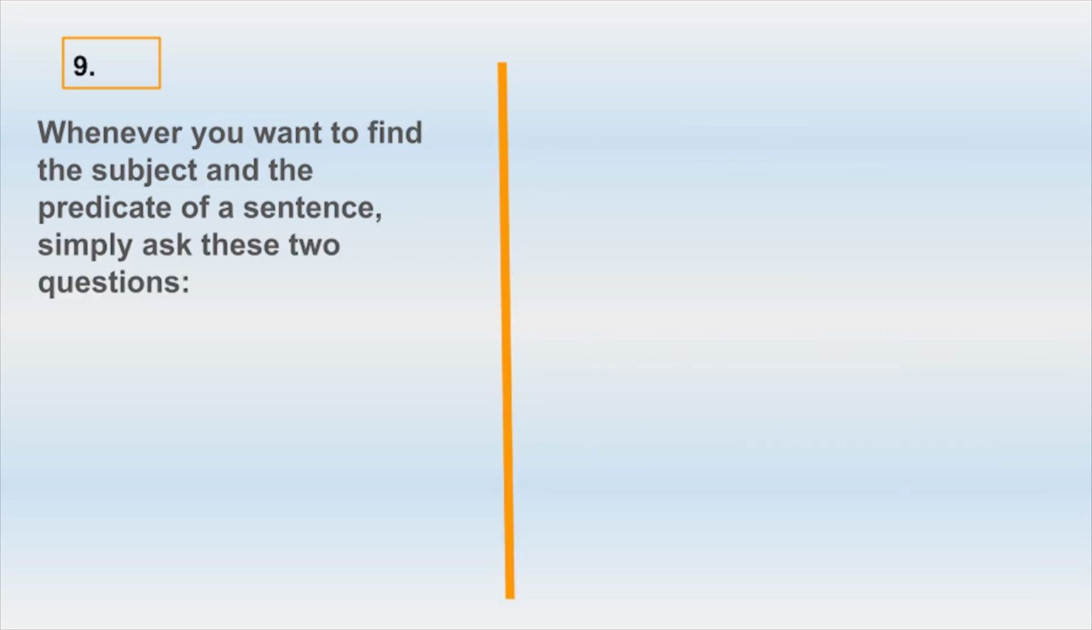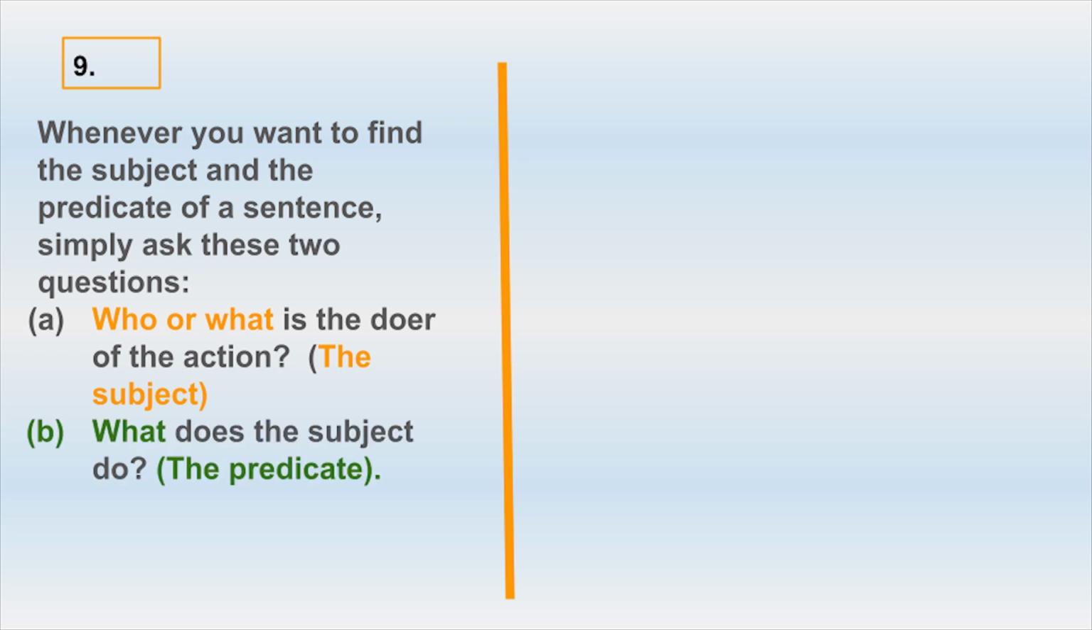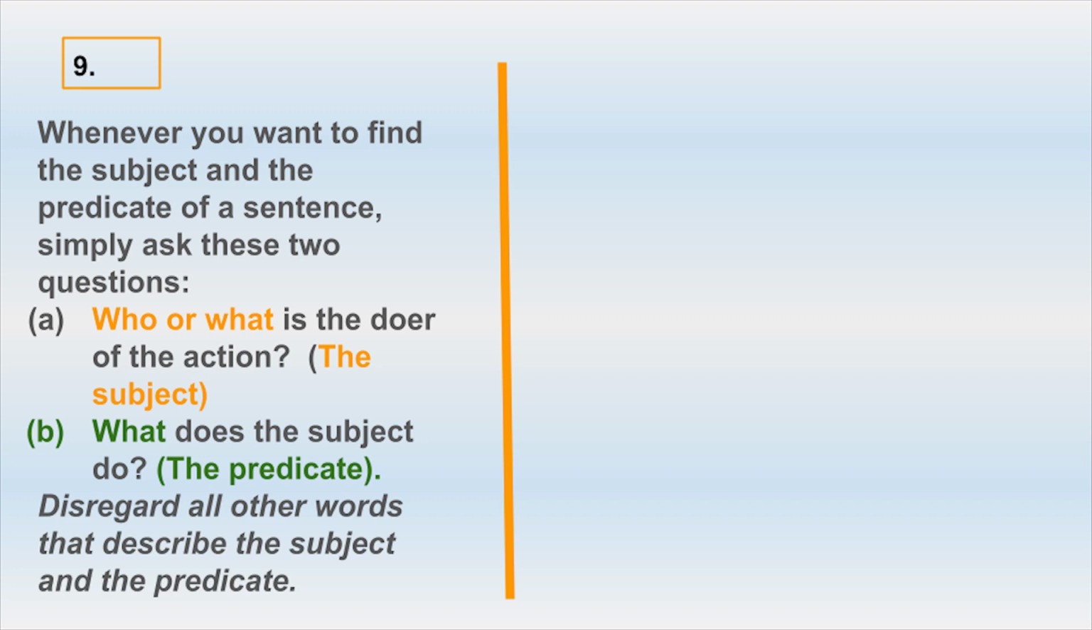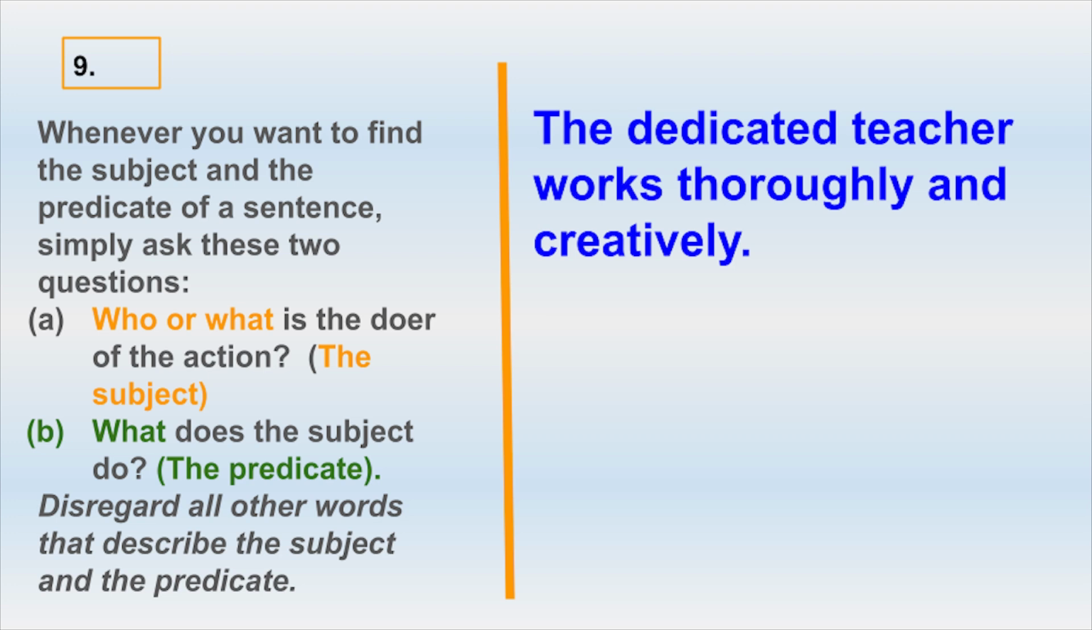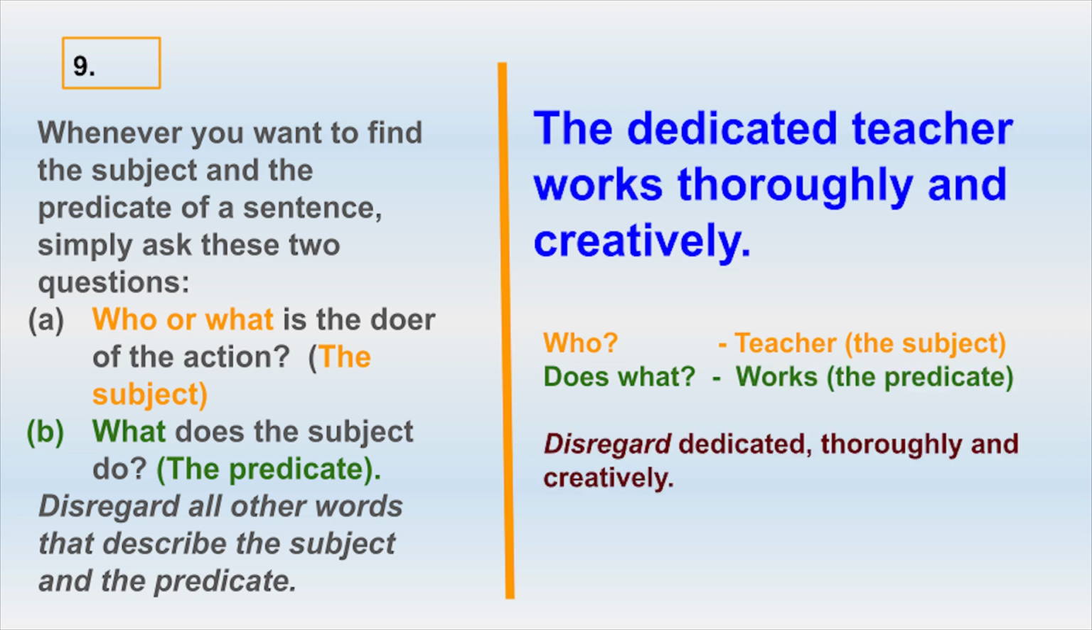Whenever you want to find the subject and the predicate of a sentence, simply ask these 2 questions. A. Who or what is the doer of the action? That's the subject. And B. What does the subject do? That's the predicate. Disregard all other words that describe the subject and the predicate. The dedicated teacher works thoroughly and creatively. To find the subject, we ask who. That's teacher. And what does the teacher do? The teacher works. That's the predicate. We disregard dedicated, thoroughly, and creatively.